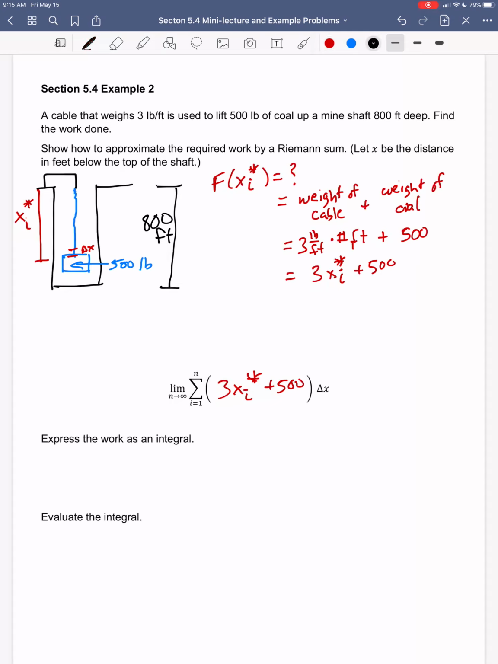What would it be as an integral then? Well, it's going to be the integral of this, 3x plus 500 dx. And what is x going to be? Well, we usually go from lower to higher. The smallest x is going to be is 0. x is going to go from 0 all the way down to the bottom of the shaft, which is 800.